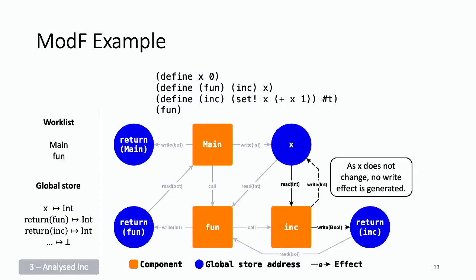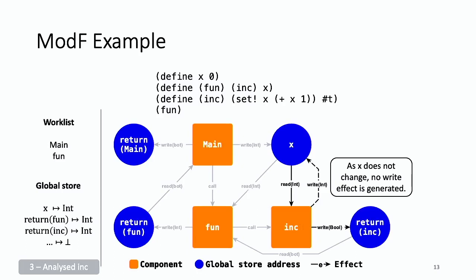Now, let's assume ink is analyzed next. During the analysis of ink, x is read and written, so we generate a read effect. However, as x is not updated in the store, it remains an integer. We do not generate a write effect since no dependent components need to be reanalyzed. However, fun is added to the work list as the return value of ink is updated.